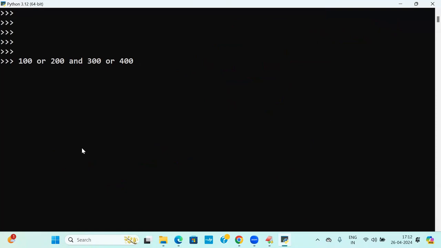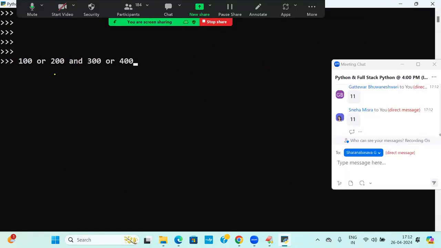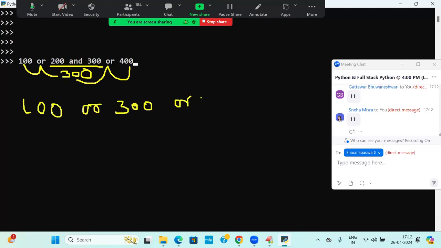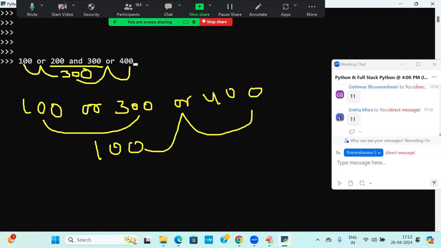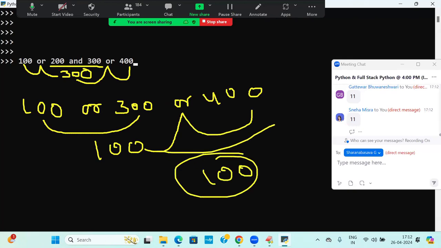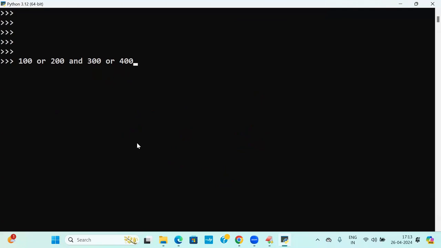Similarly, what will be evaluated first? And will be evaluated first. What is the answer for that? 300. Now, 100 or 300 is what? 100 or 400? Write it as it is. 100 or 300 gives 100. The answer is 100. Did you understand this? This is a workout.